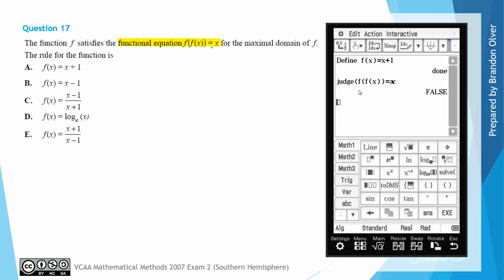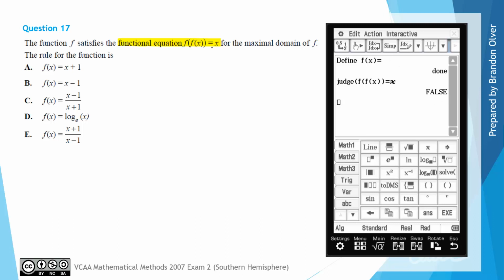So next what we're going to do is change the rule for f of x. Looking at option B, we want x subtract 1. So we change the rule, and then with the cursor up here in this line, we're going to hit execute. And it may not look like anything happened, but I did press execute and it came up with false again, which means we want to try our third option.